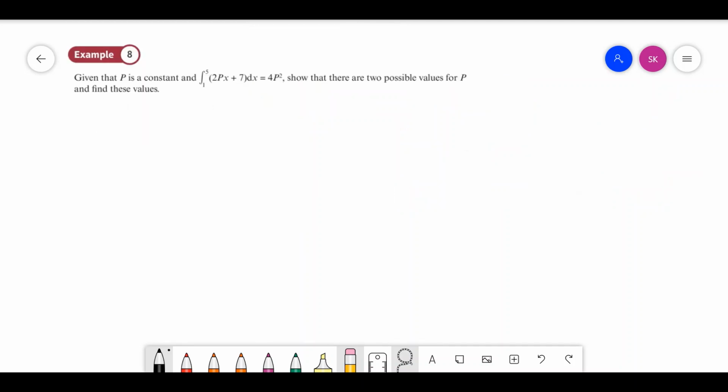The next example we're going to do is example number 8 from the textbook. So read the example, read the question, and I want you to pause the video and have a go doing this on your own before I go through it. So do that now.